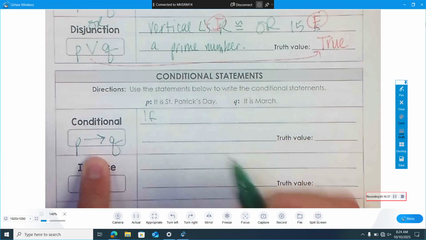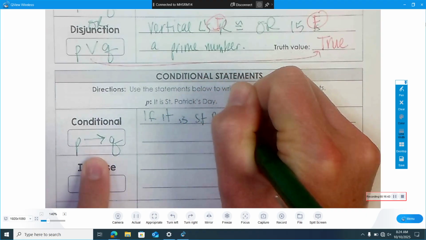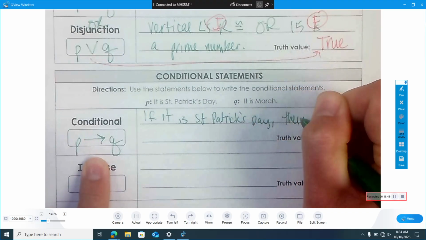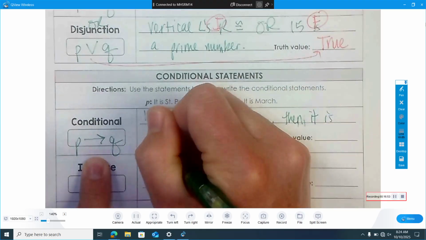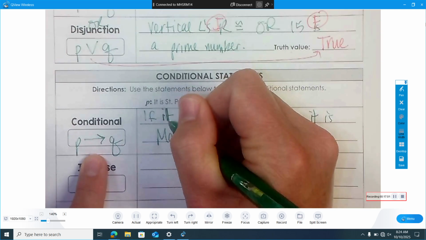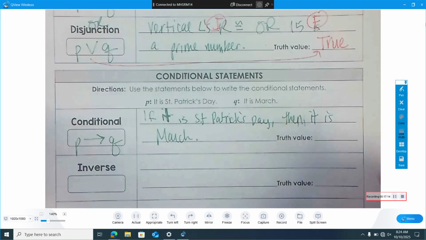If it is St. Patrick's Day, then it is March. That was my grandmother's birthday, St. Patrick's Day. Okay. If it is St. Patrick's Day, when does St. Patrick's Day happen? March 17th. Then it is March. Is this true or false? True. Yep.